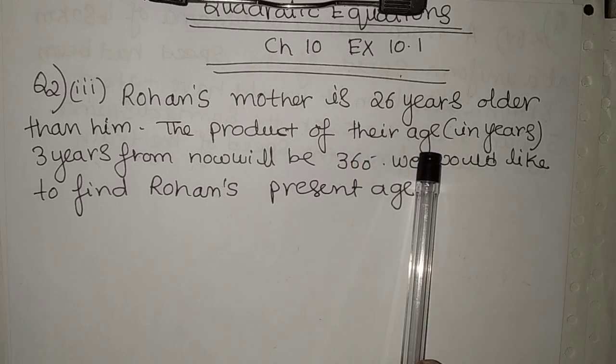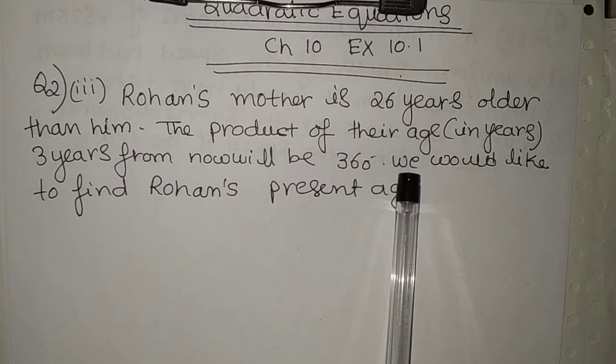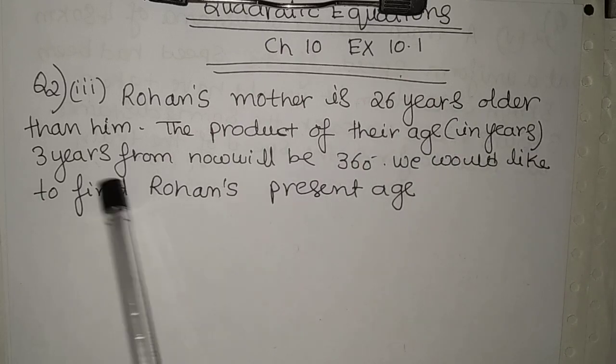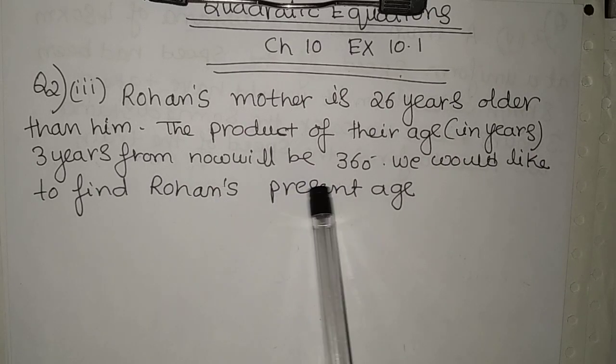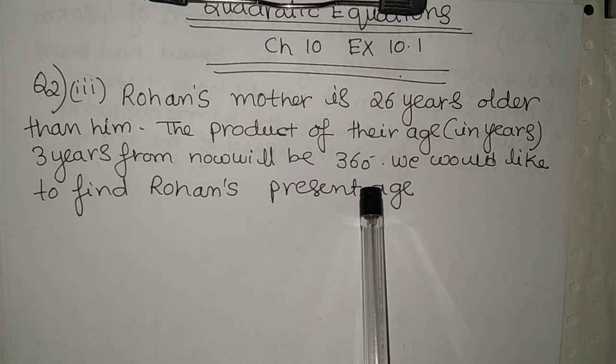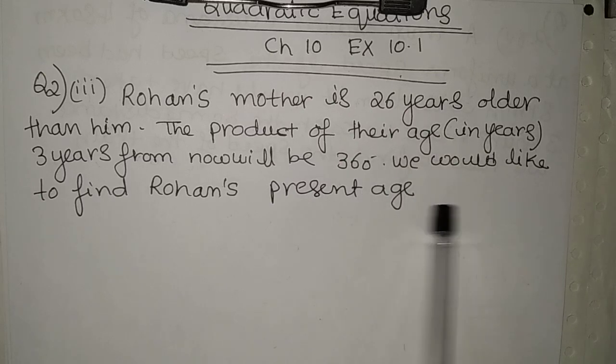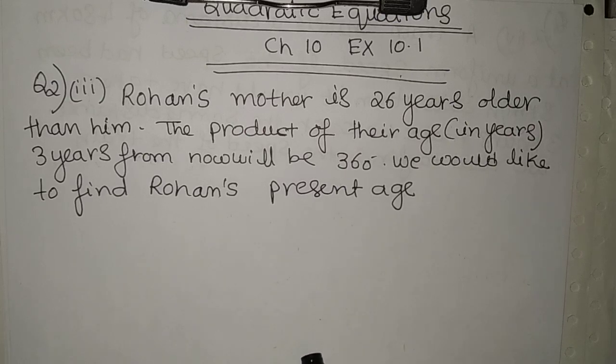Rohan's mother is 26 years older than him. The product of their ages in years 3 years from now will be 360. We would like to find the present age of Rohan. We will find the present age of Rohan.